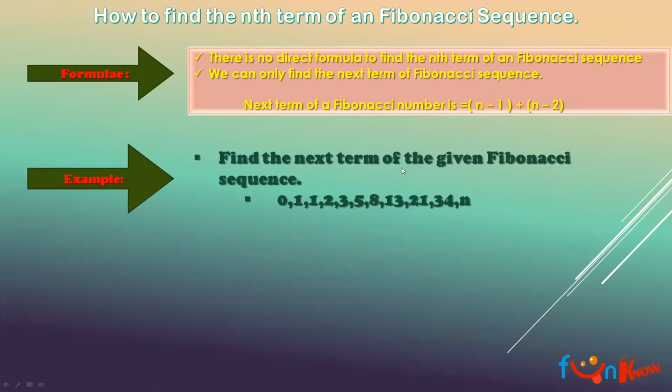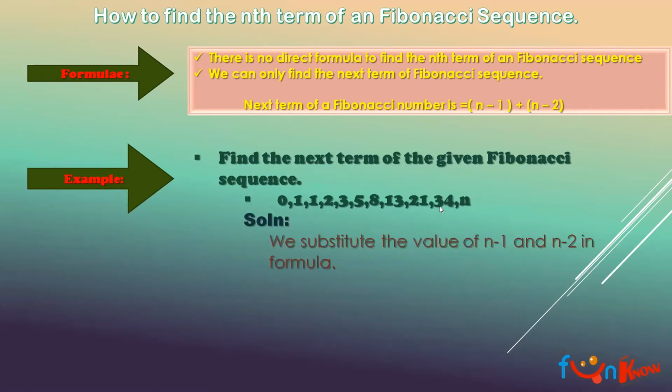Find the next term of the given Fibonacci sequence. So the next term is, let's say, n. What does this definition say? In order to find this number, we need to find the one previous number, which is 34, and one again previous number, which is 21, and add them. So 21 plus 34, that will be 55. And as you can see, the answer is 55. So the next digit is going to be 55.